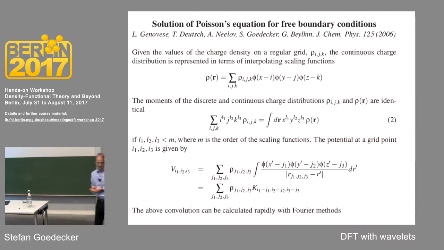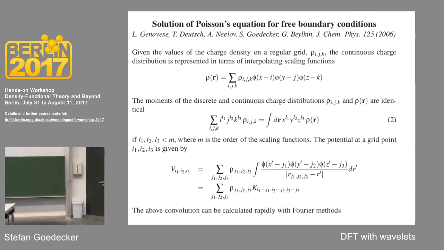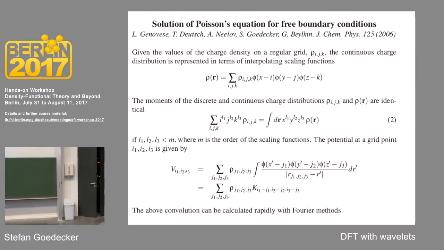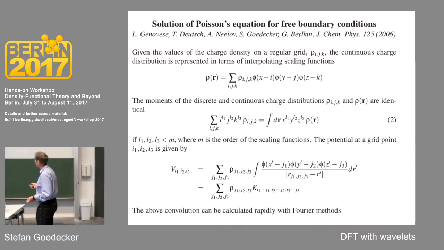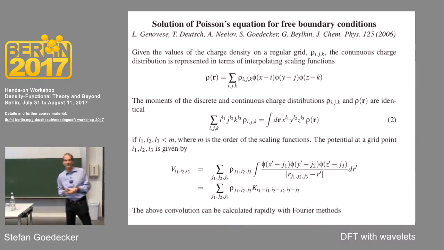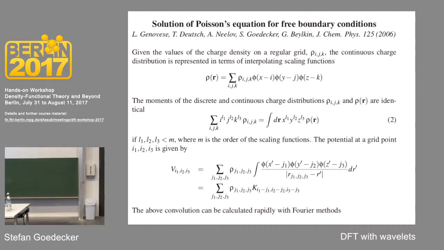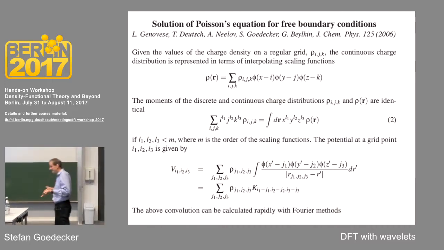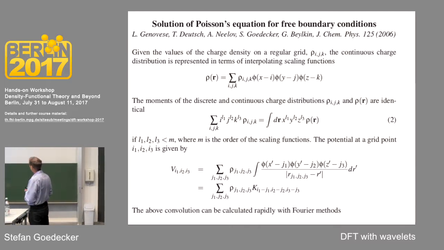Now, how can you use those interpolating scaling functions to solve a problem in physics? We use it to solve Poisson's equation. Typically, if you do a numerical calculation, your input is some density, charge density rho, which is given on a Cartesian grid.